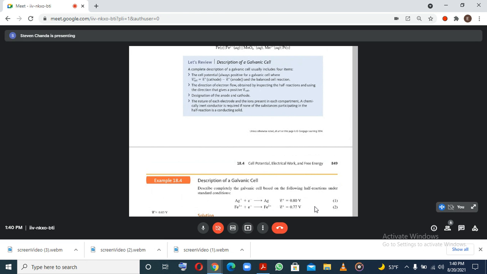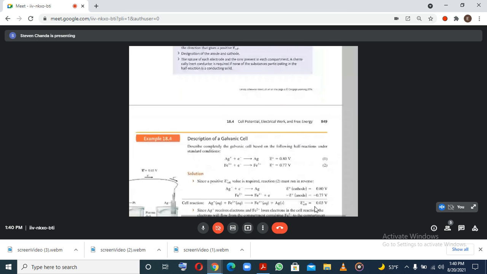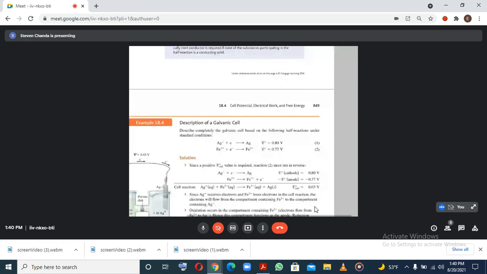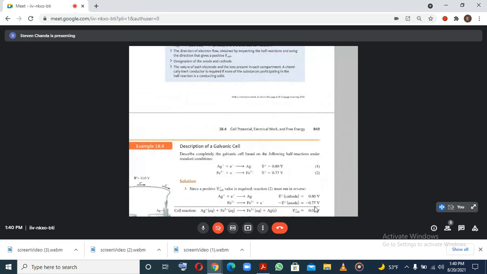Is everyone clear with that point? It's the one that's going to act as the anode, so that's why we have to reverse it. So the sign of the E is going to change, isn't it? That's something important. Having done that, you're going to see that your cathode is the same, but the anode has been reversed. Then it's almost like you're adding them.